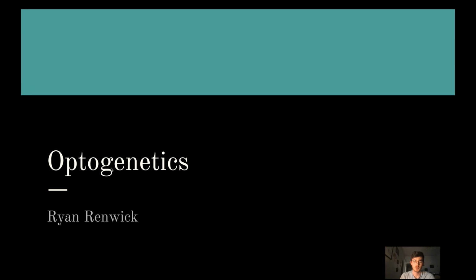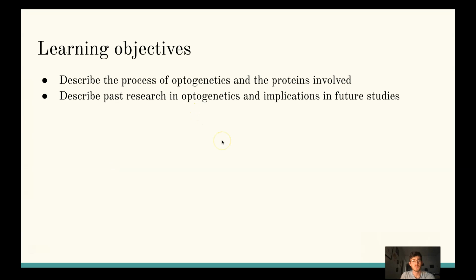So, our learning objectives for today are going to be to describe the process of optogenetics and the proteins involved. And we're just going to describe some past research in optogenetics and implications of future studies. So, that's our goal for what we should be able to do after this.